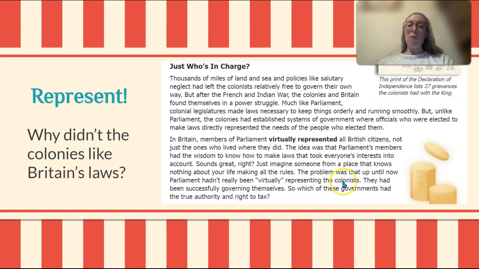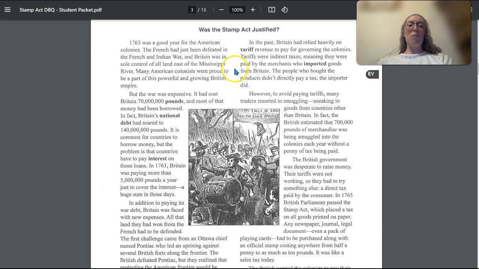The problem was that up until now, Parliament hadn't really been virtually representing the colonists. The colonists had been successfully governing themselves. So which of these governments had the true authority and the right to tax? And that is kind of the question at the heart of our DBQ. So we're going to flip over to the actual DBQ packet.